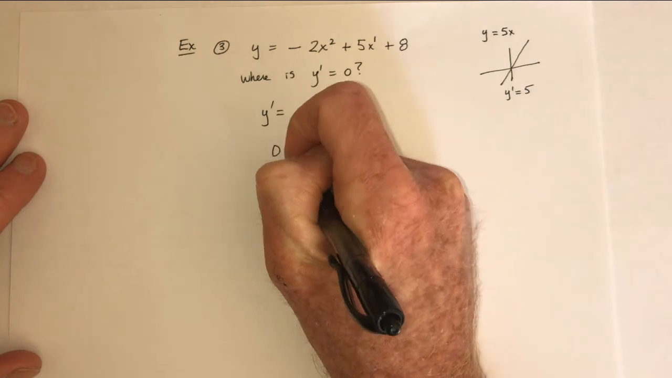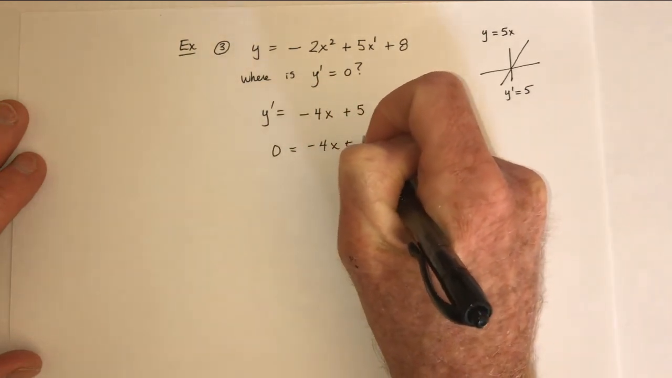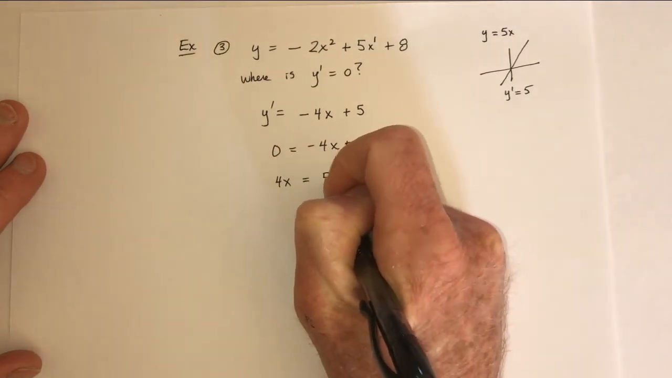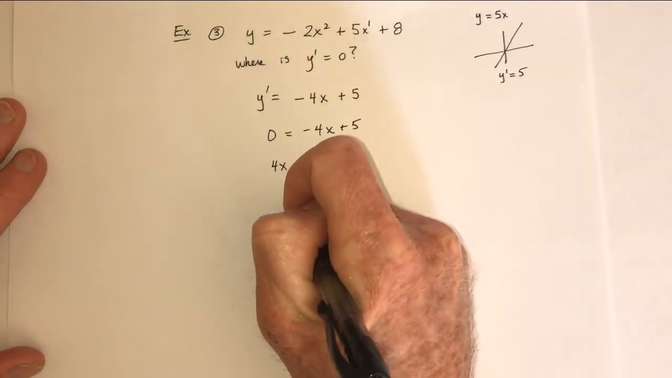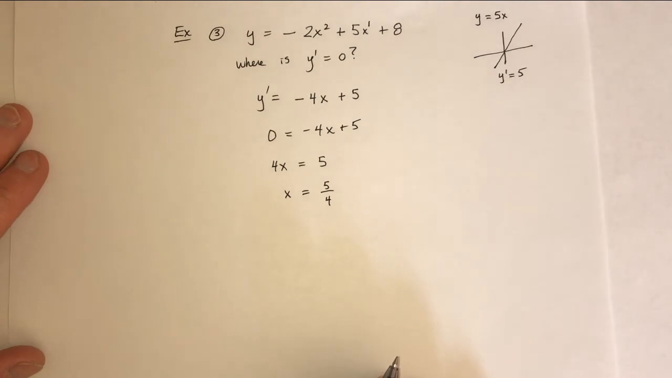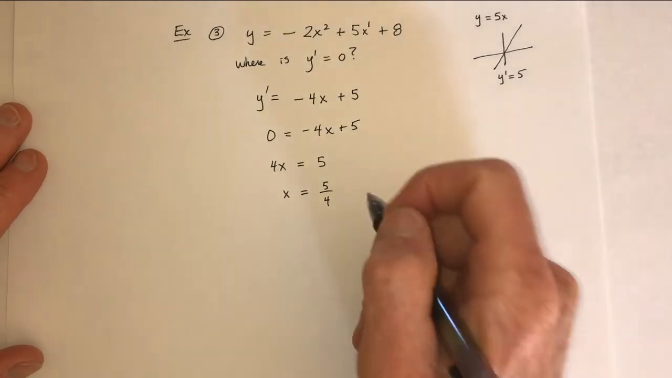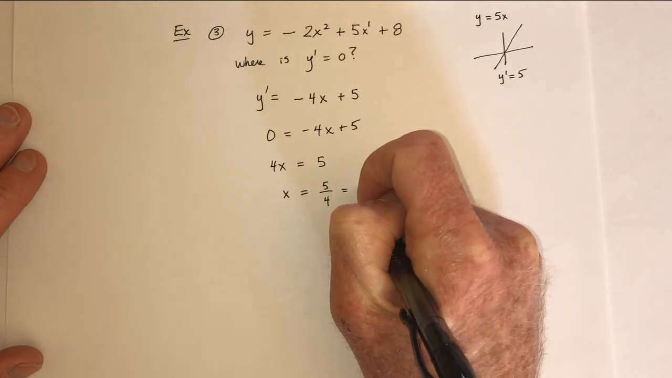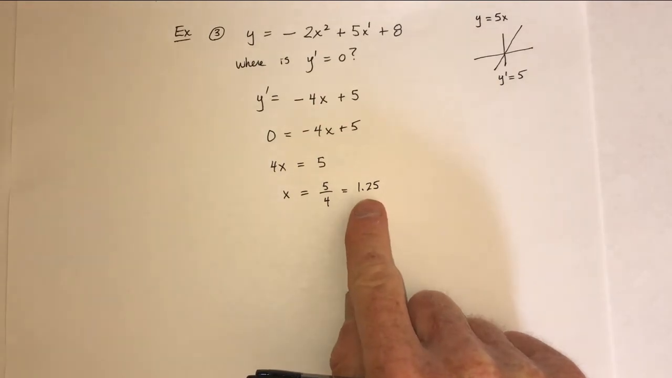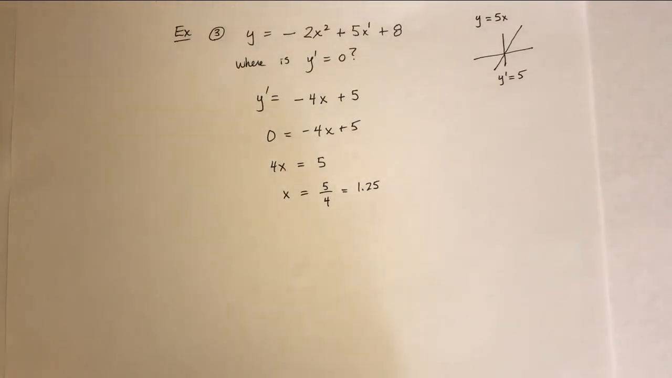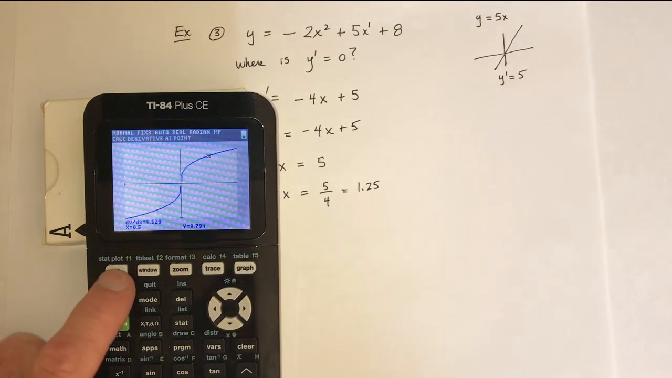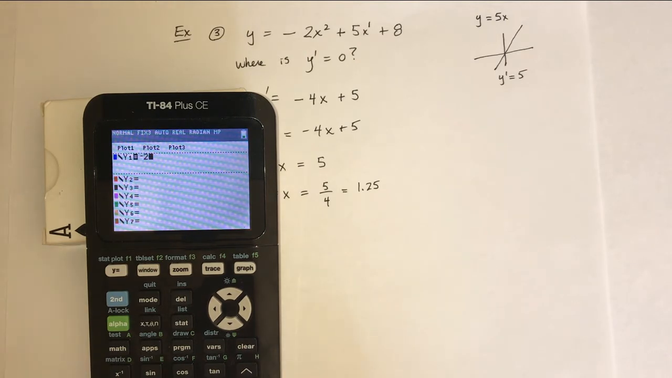Now set it equal to 0, and solve for x. So I think I'll add 4x to both sides. And then divide both sides by 4. So the derivative equals 0 when x is equal to 5/4. Or in other words, that would be 1 1/4 or 1.25. The only reason I'm putting the decimal right now is because I'm going to use the calculator to verify, and I know that the calculator will give me a decimal answer. So first of all, graph the original function.